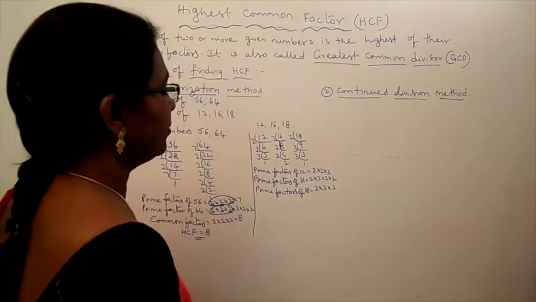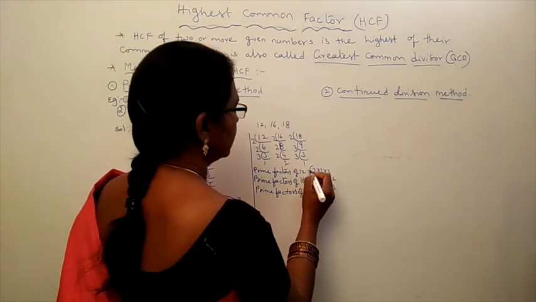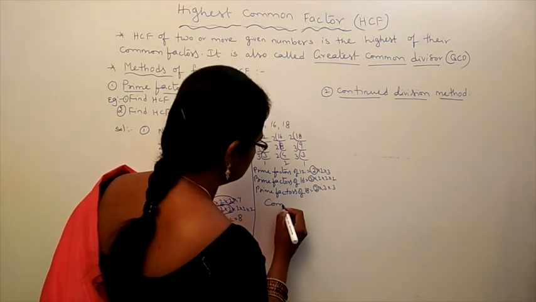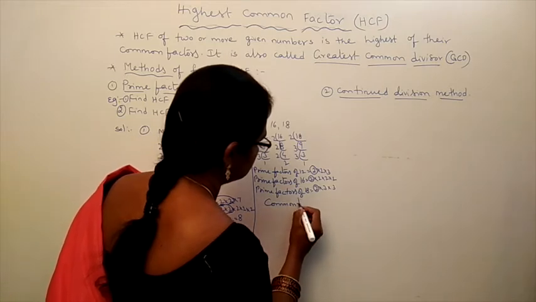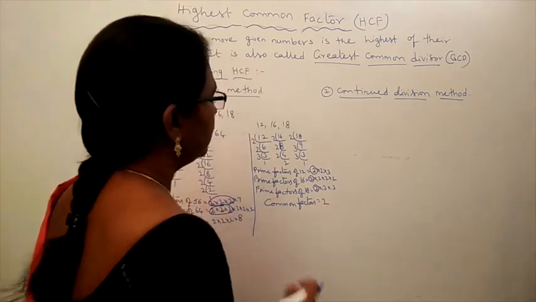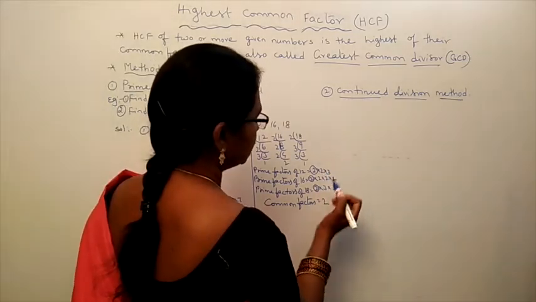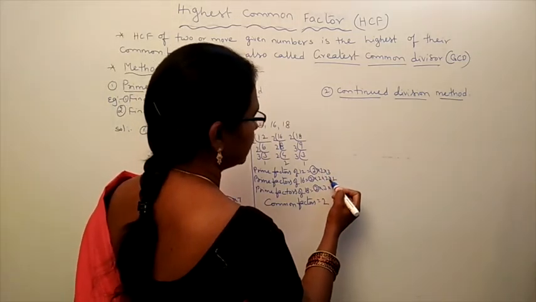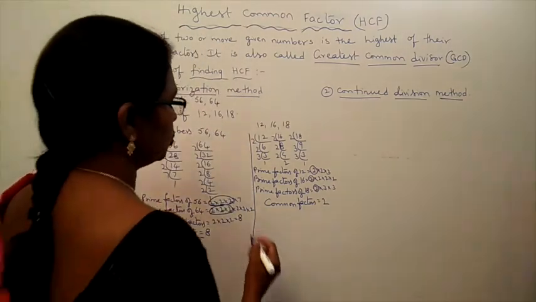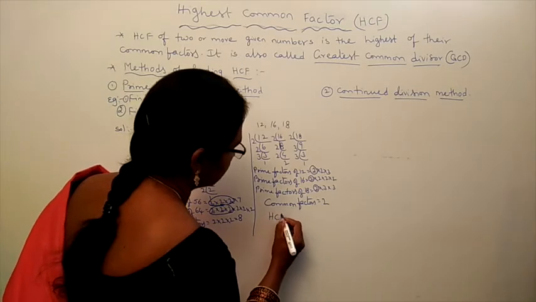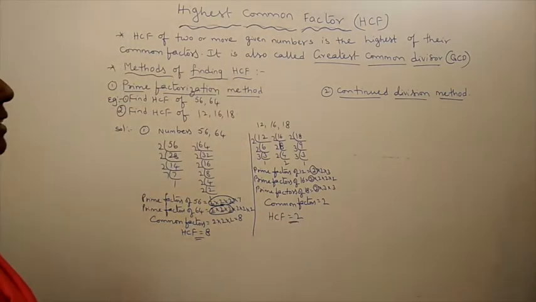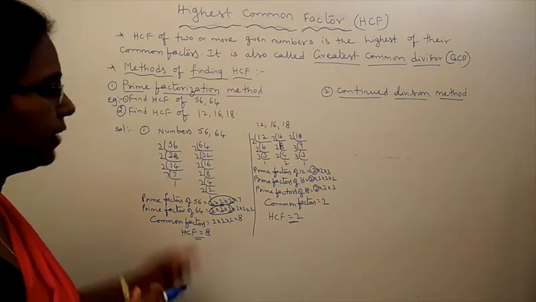Now, what are the common factors? First, 2 is there. Common factor is only 2. In this 2 is there, but 3 is not there. Here 3 is there, but in this 3 is not there. Then the only common factor is 2. Then HCF is equal to 2. What is the HCF? Highest of their common factors.